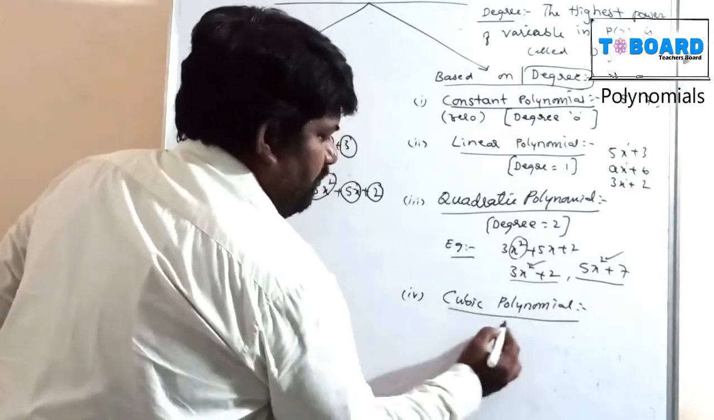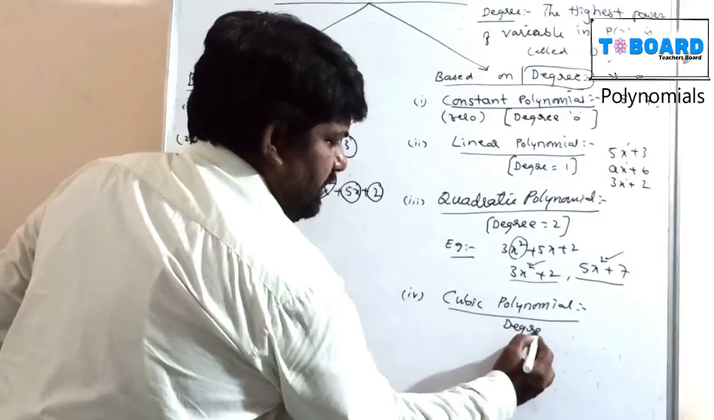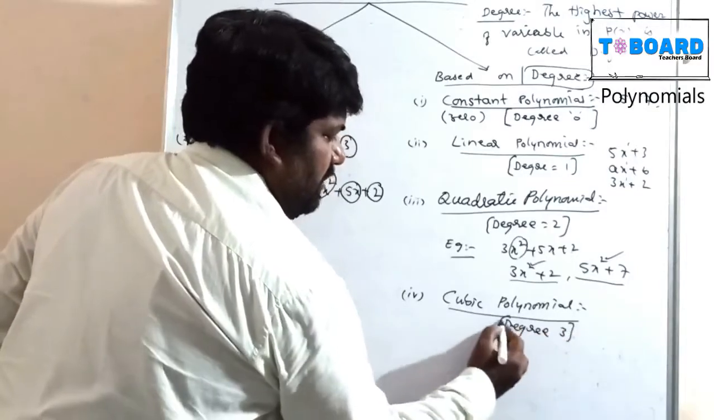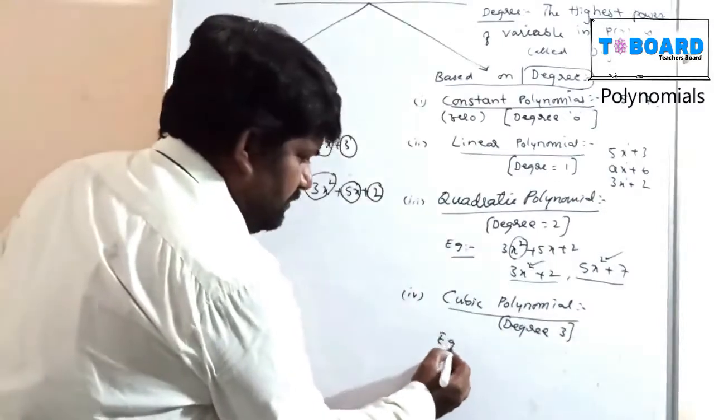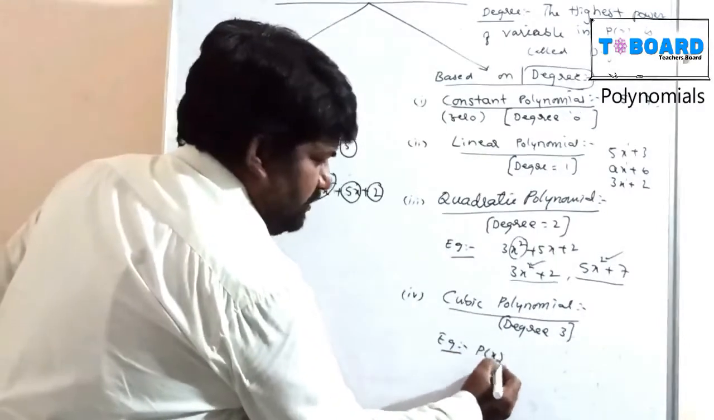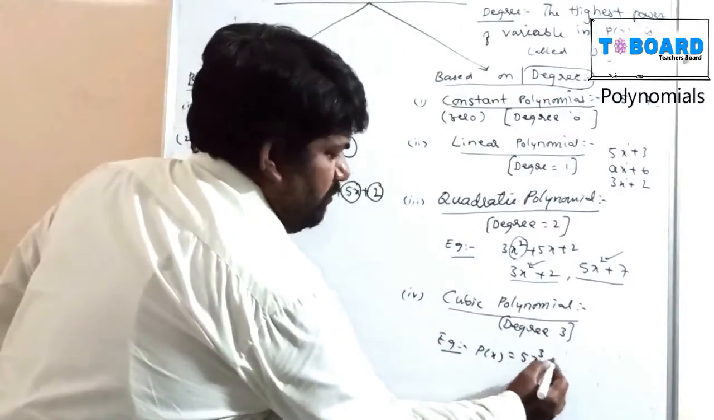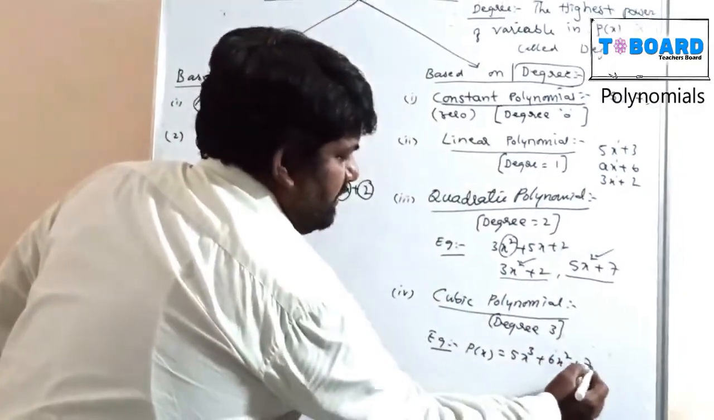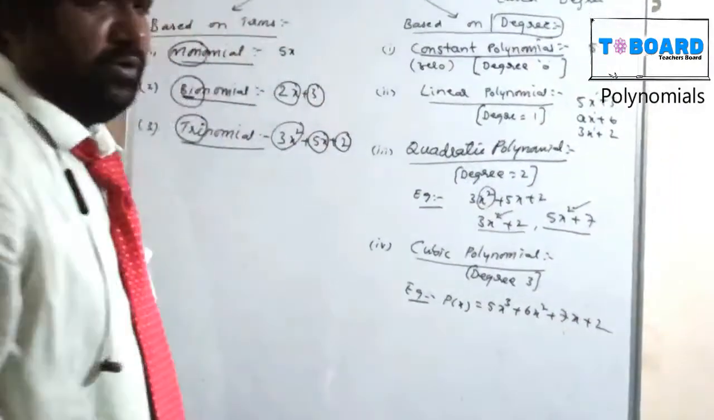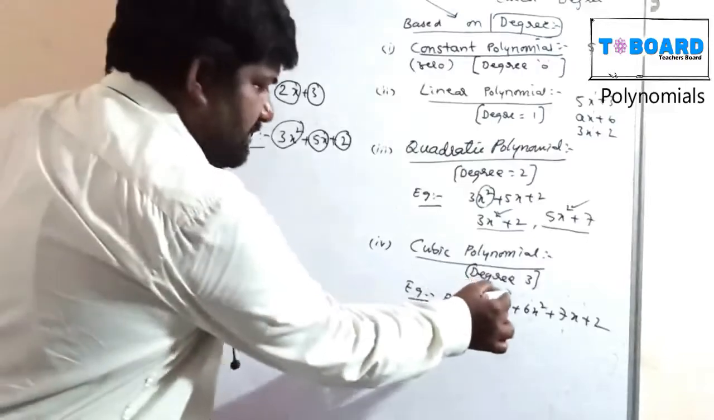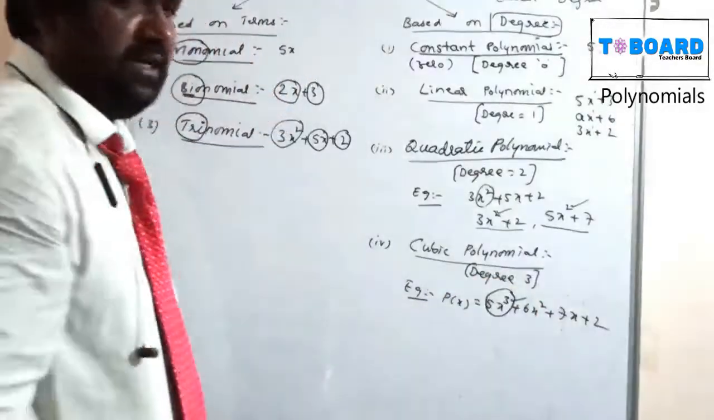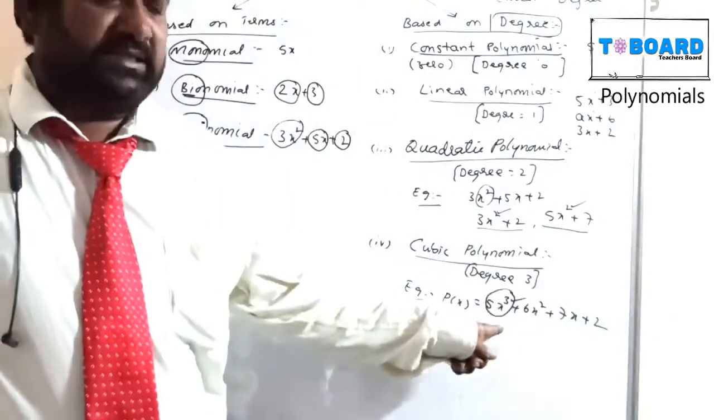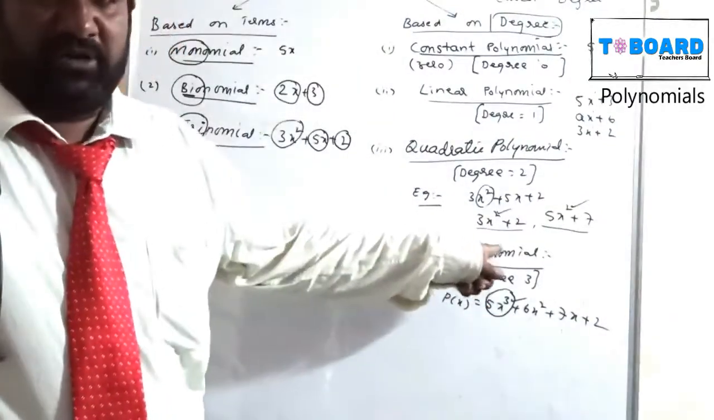Cubic polynomial, the degree is 3. If the degree is 3, that is a cubic polynomial. Example: p of x equals 5x cube plus 6x square plus 7x plus 2. Here the highest power of the variable x is 3. If the degree is 3, that is a cubic polynomial.